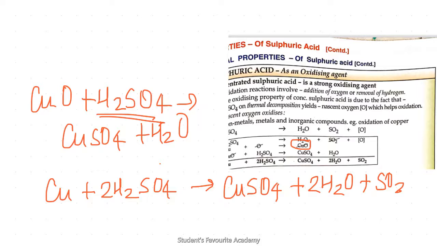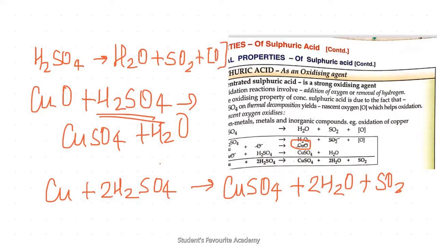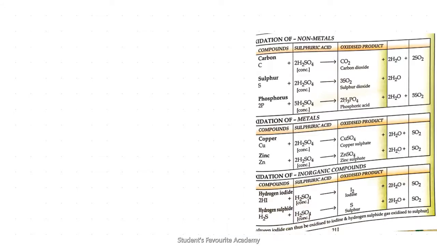So if the question is asked, children, explain how sulfuric acid acts as an oxidizing agent, what will you write? You will first write how H2SO4 is broken down into H2O and sulfur dioxide, and then there is nascent oxygen, and this nascent oxygen is responsible for oxidation. Okay, so this is another thing, children. Now we'll be moving to the next point.